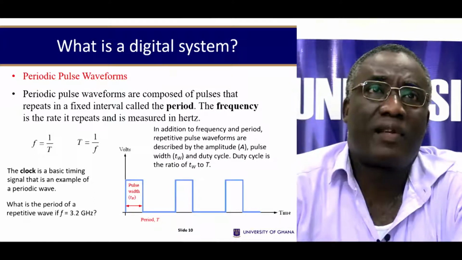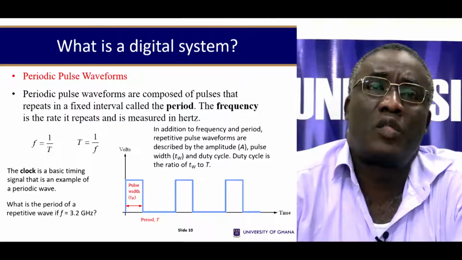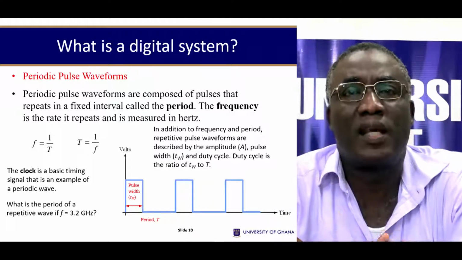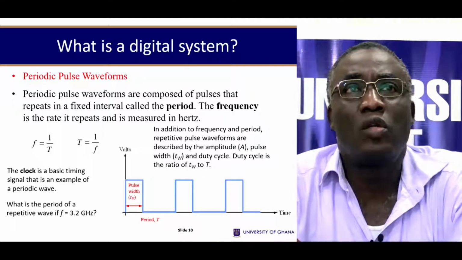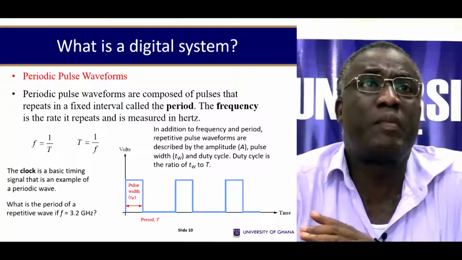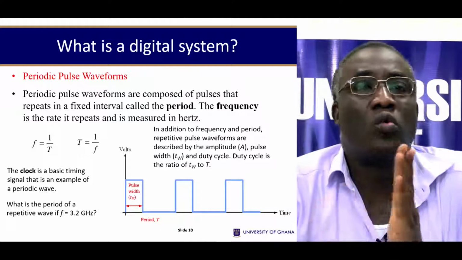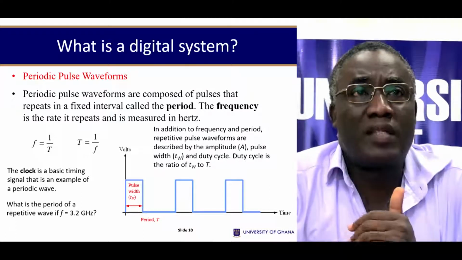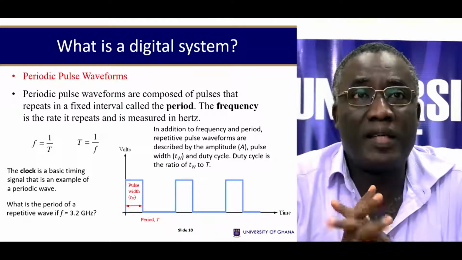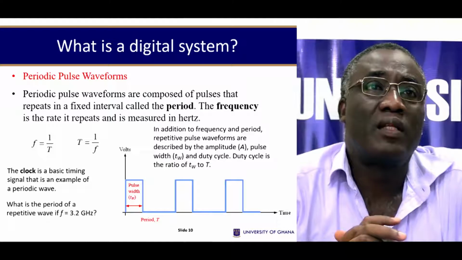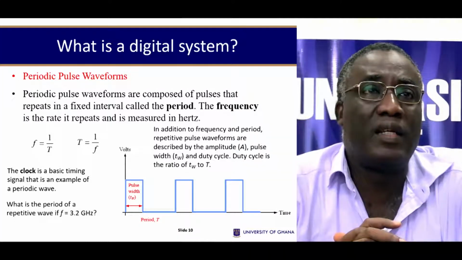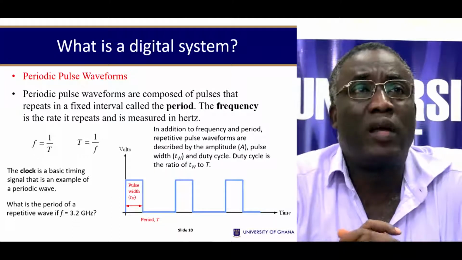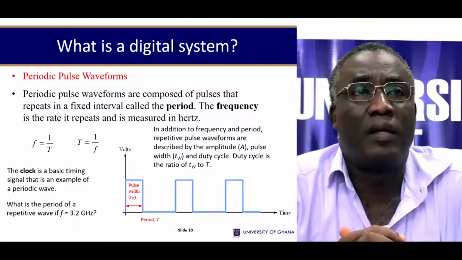There are a number of things that characterize these pulses. Because they are idealized, they would happen at set times, which we call periodic pulses, because they vary periodically. Periodic pulse waveforms are composed of pulses that repeat at a fixed interval called a period. The frequency is the rate at which it repeats itself, and we measure that in hertz. There's a relation between the period of the pulse and how frequently it repeats itself. The frequency is inversely proportional to the period, so frequency f equals 1 over T, where T is the period.